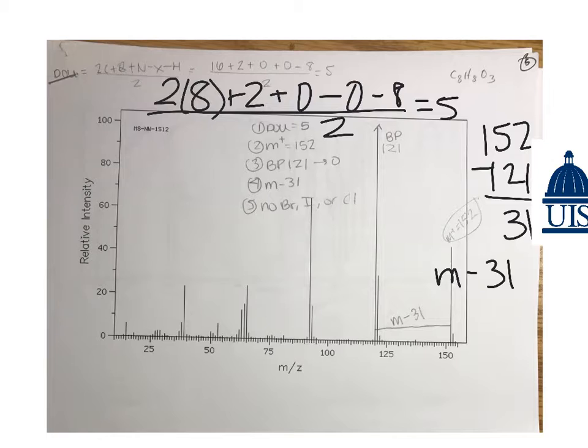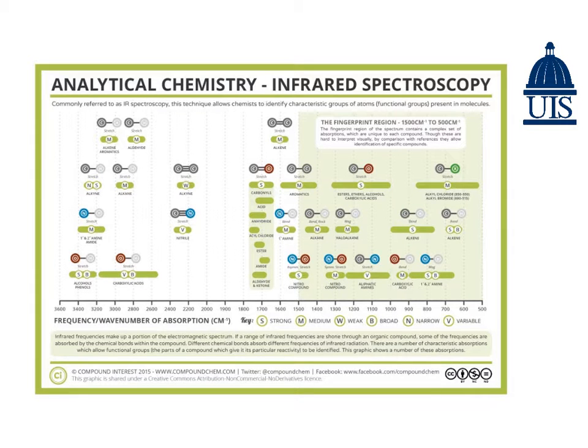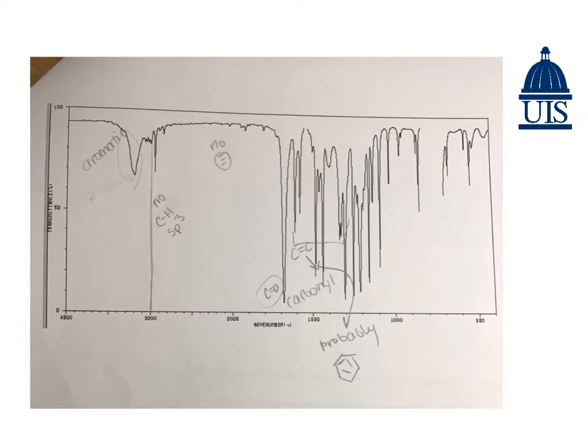And then our last step is determining whether there would be any other halogens or anything present in this compound. And since we already know that it's C8H8O3, there is no bromine, iodine, or chlorine, so no halogens present. We use this graph within IR because we can line up our graph and see what structures line up with our peaks and maybe use this to help build our structure.